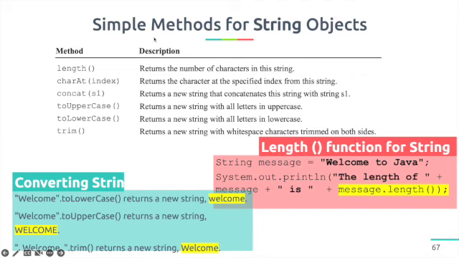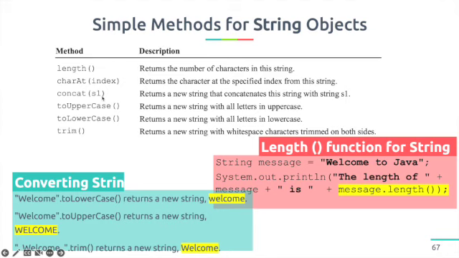Some of the simple methods for string objects: we have the length method, which tells us the length of the string, how many characters we have in a string. charAt, and then we write an index, will tell me what is the character at that index. concat, and then here we have a string, will concatenate the first string first, followed by the next string.